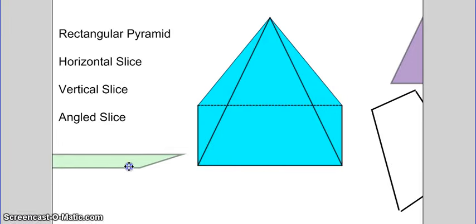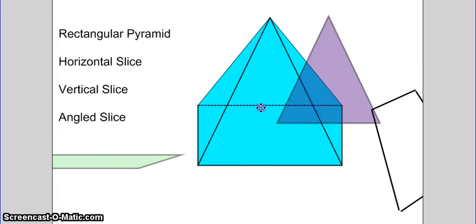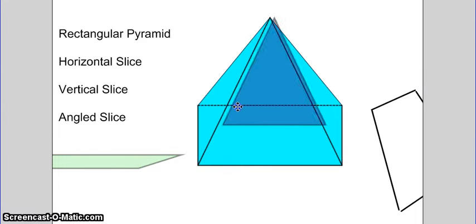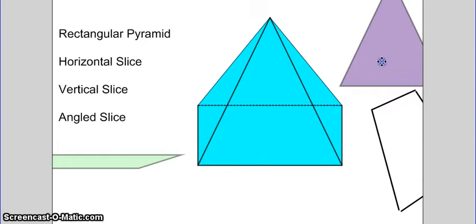If I were to slice from top to bottom, that shape would be a triangle. And that means that it's also, just like the rectangle was parallel to the base, the triangle or vertical slice is parallel to the face or the sides of the pyramid. And we know in a pyramid that all the sides are formed by triangles.